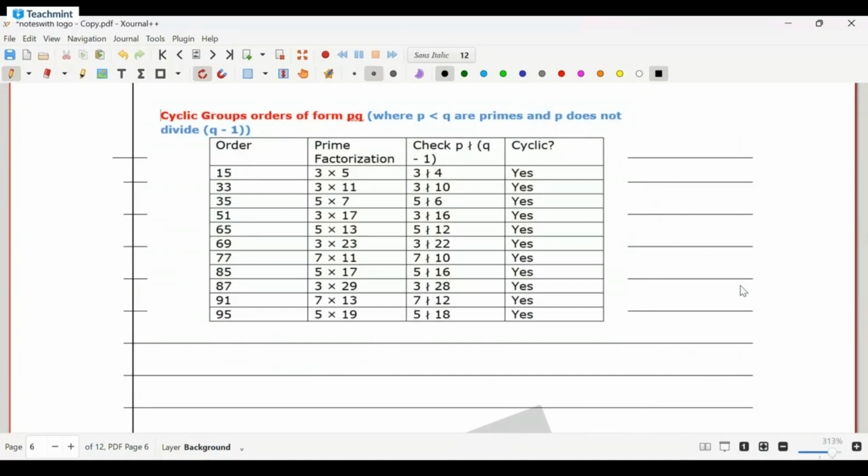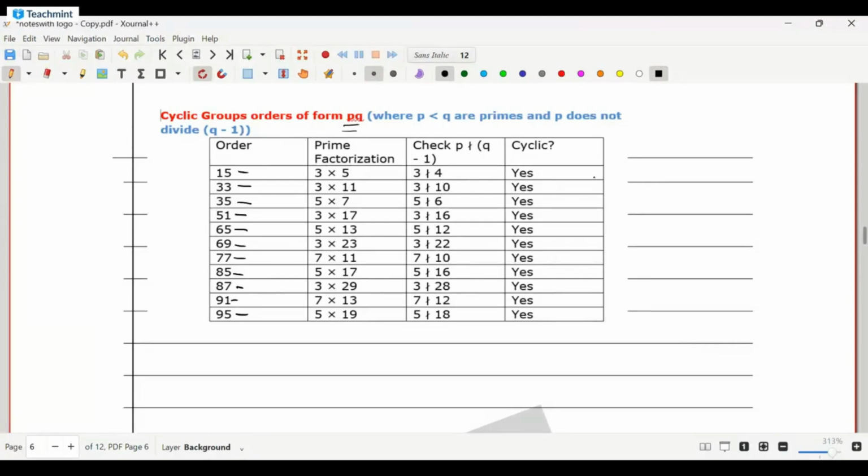All these groups are cyclic. The group of order 15 is cyclic. The group of order 33 is also cyclic. The group of order 35 is also cyclic. The group of order 51, 65, 69, 77, 85, 87, 91, 95. Below 100 వరకు ఇచ్చాను. ఇవన్నీ కూడా cyclic subgroups. ఎందుకు? By using this theorem statement. P less than Q అయ్యి P does not divide Q minus 1 అయితే then it should be cyclic.